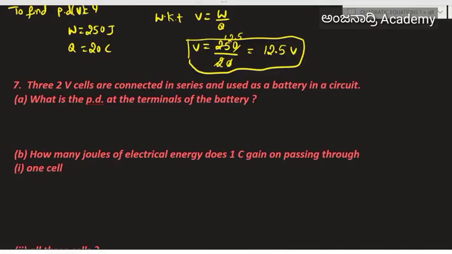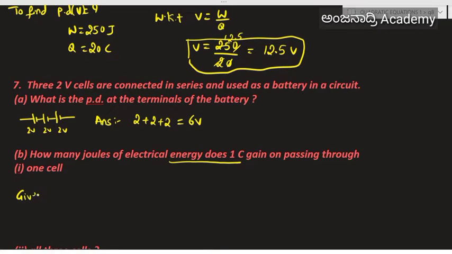3 2-volt cells are connected in series and used as a battery. We know that a group of cells is known as a battery. This is one cell, this is the second cell, and this is one more cell. 2 volt, 2 volt and 2 volt. What is the potential difference at the terminals of the battery? The potential difference at the terminals of the battery is 2 plus 2 plus 2. Simply you add them. It is 6 volt.